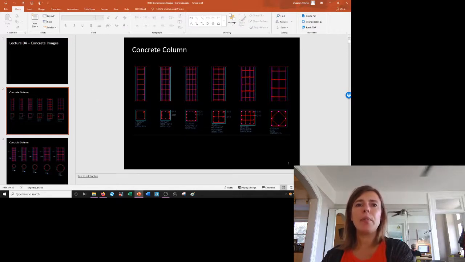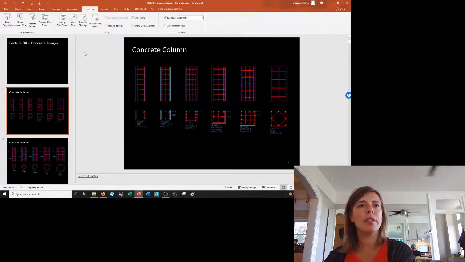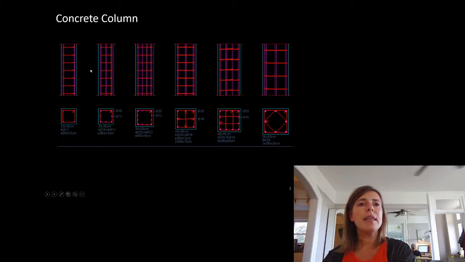Here are some examples of concrete columns. So if that blue line is the outside of the concrete, the red and the pink is the steel inside the concrete. And here they are in elevation. We've got our reinforcing, and we've got these elements, and these elements are the ties. All of our steel kind of needs to be tied together. So as you get more and more, you might get more and more complex layouts of ties.